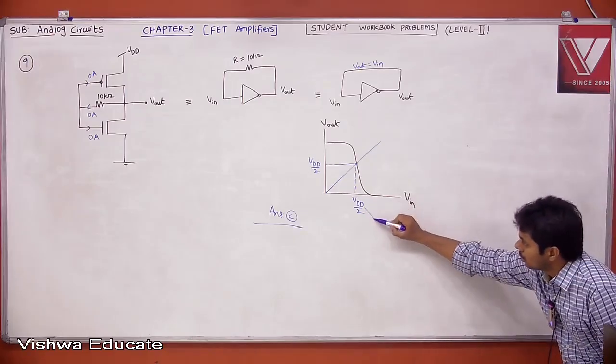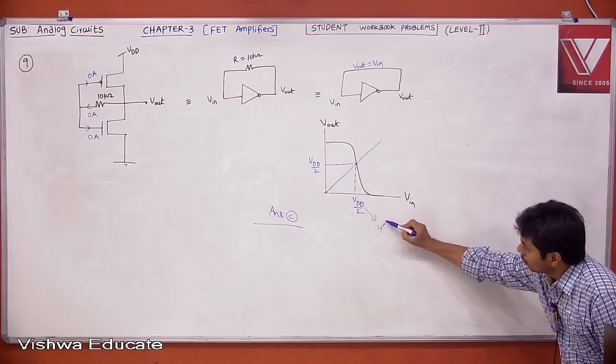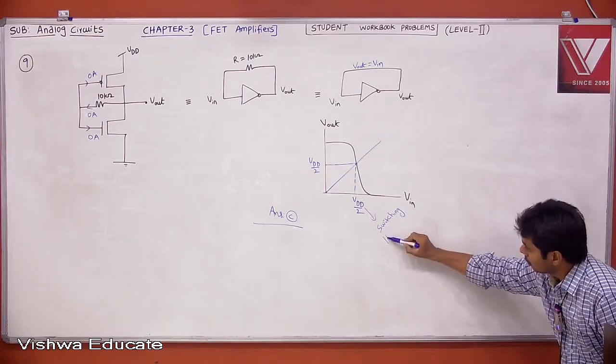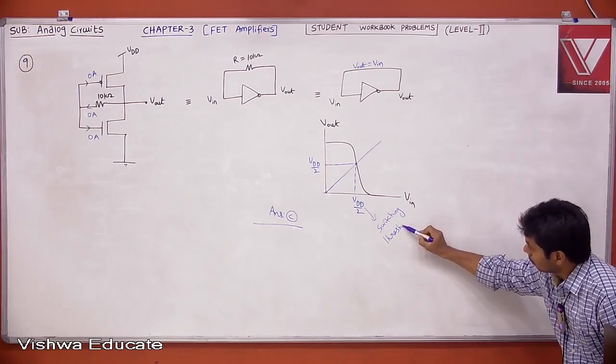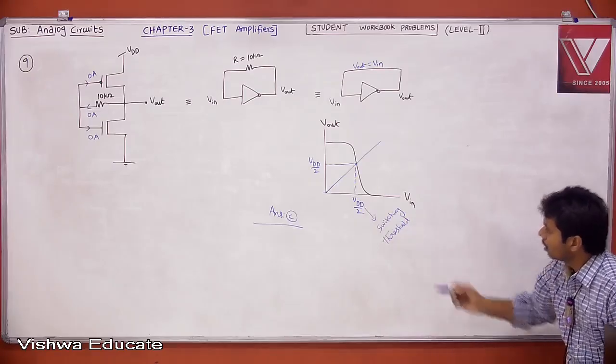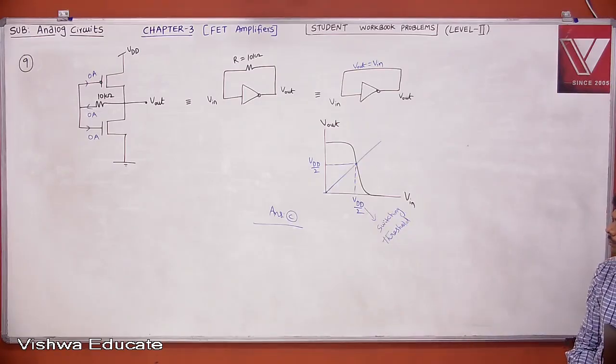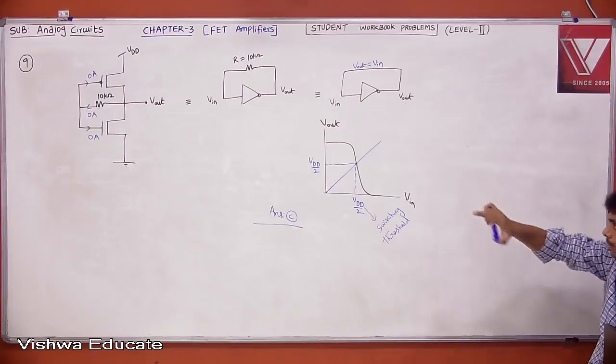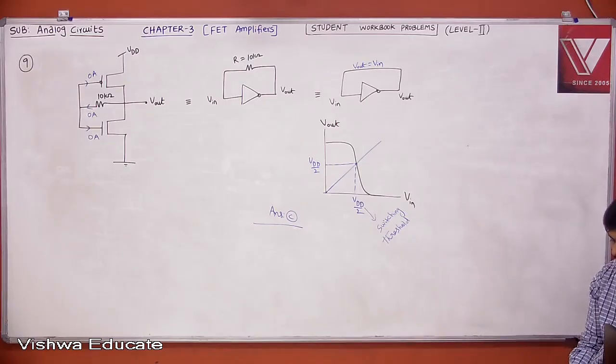This is the switching threshold or switching point. In digital, when V in is equal to V out, that is your switching point. Okay. If it is a symmetrical CMOS inverter, the switching point will be VDD by 2, highest power supply plus lowest power supply by 2. That is your switching point.